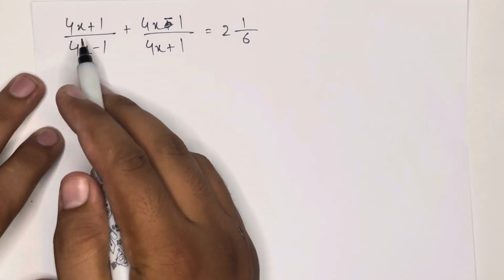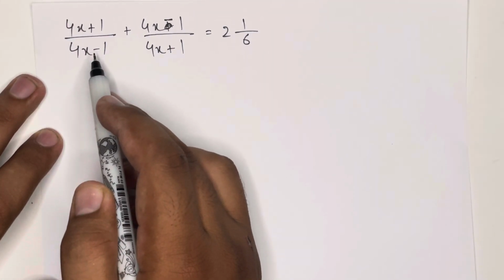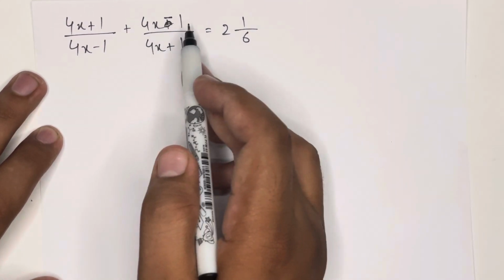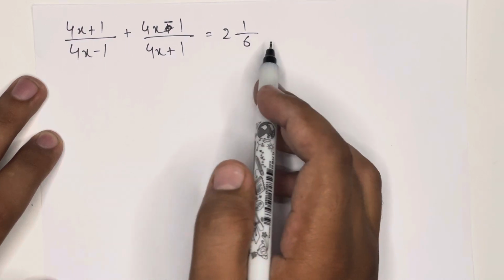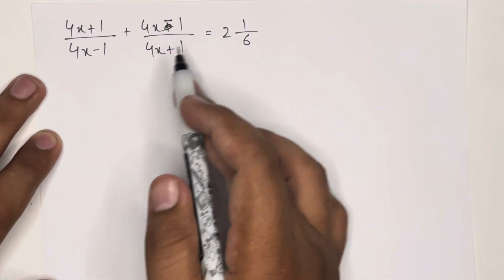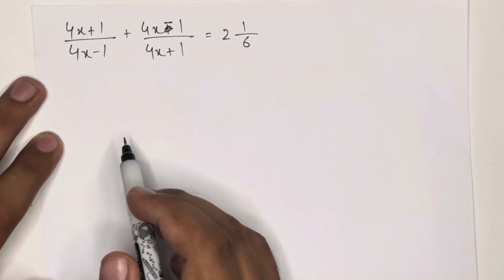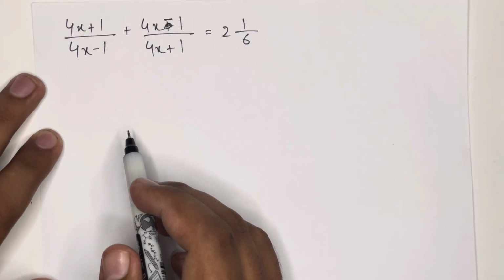The question is (4x+1)/(4x-1) + (4x-1)/(4x+1) = 2 1/6. This is a very interesting question, and most NTS tests have these kinds of questions. So let's solve this.